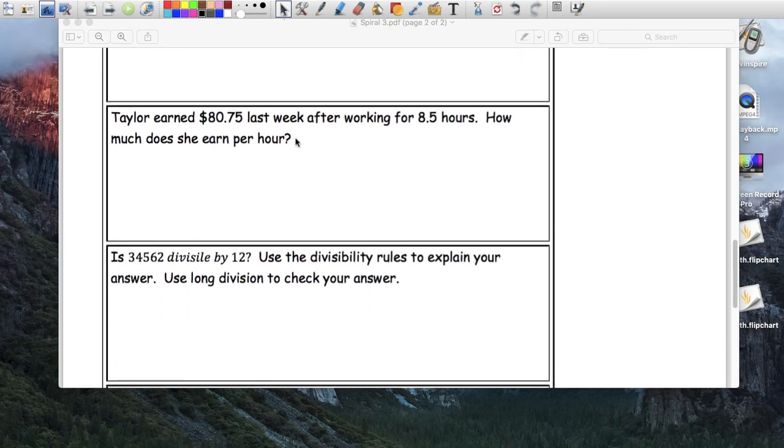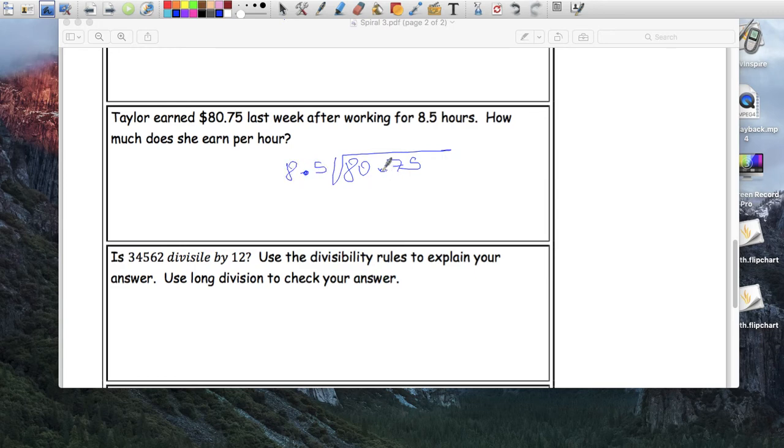Let's see. So Taylor earned $80.75 last week after working for 8.5 hours. How much does she earn per hour? So definitely a division problem. So let's set this up. 80.75. You're going to divide this by 8.5, right?